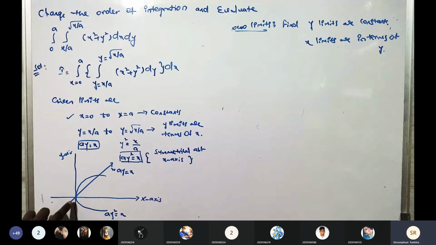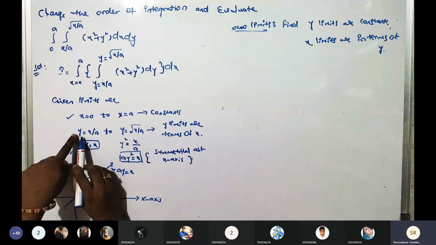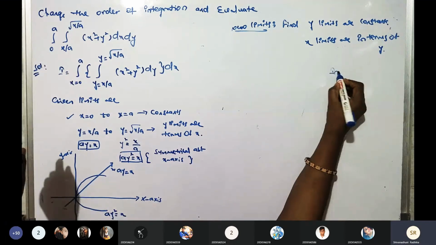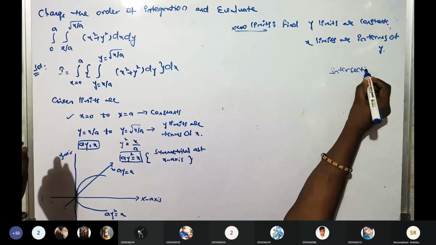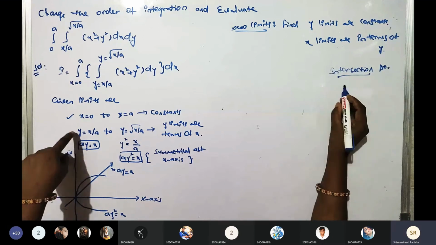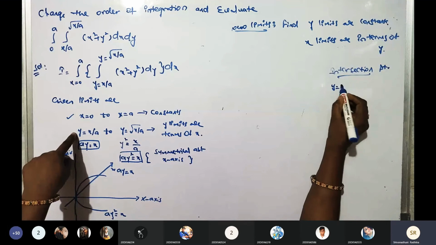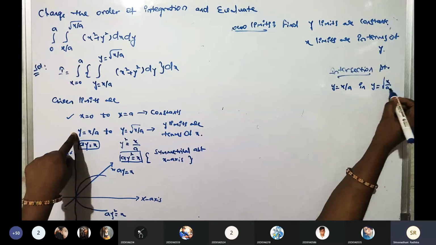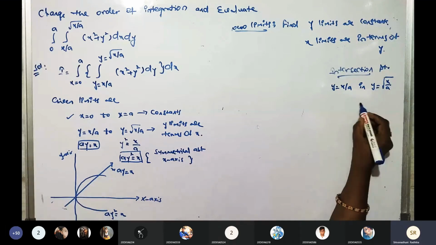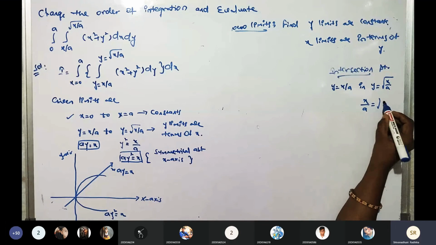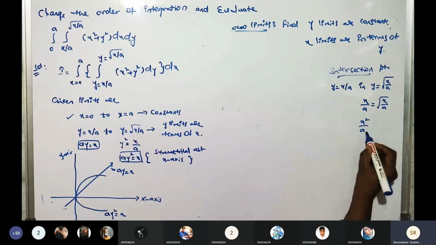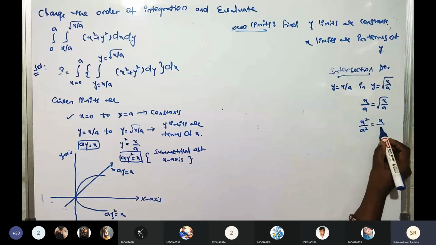Is it clear? Now see here. First of all, we have to find the intersection points. For that purpose, here y equals x by a and y equals under root of x by a. So what we get here is x by a equals under root of x by a. On both sides squaring, x square by a square equals x by a.